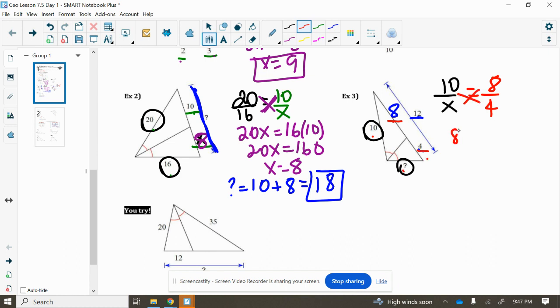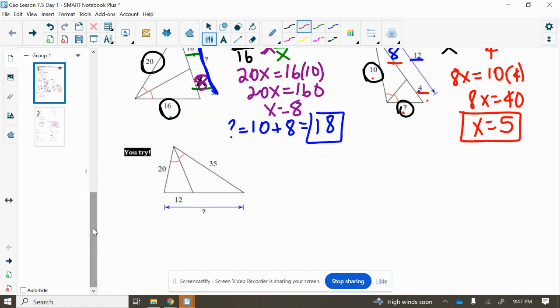Cross multiply and solve, 8 times x equals 10 times 4. When we divide 40 by 8, x is 5. And this time that is our missing segment length we are looking for. Try the last one on your own. Again, you're going to want to solve for this missing piece first before you find your final answer.